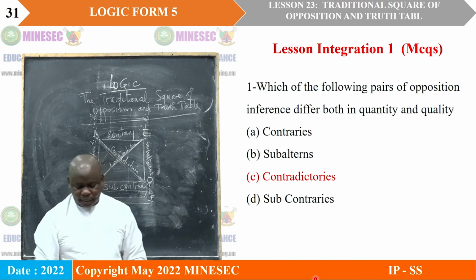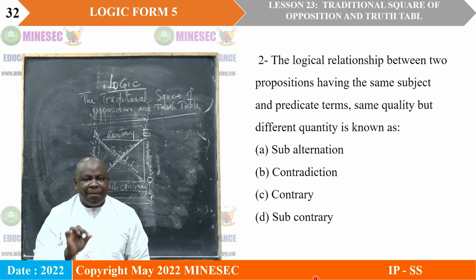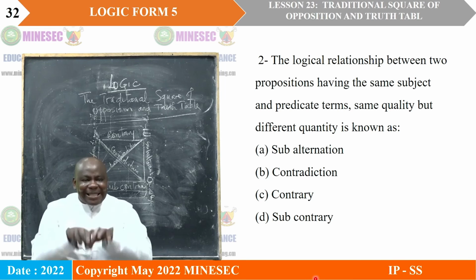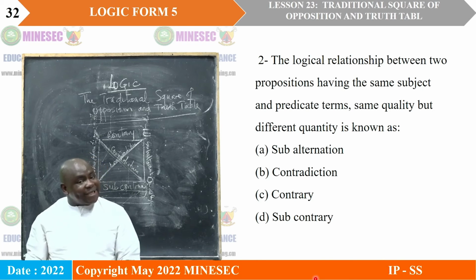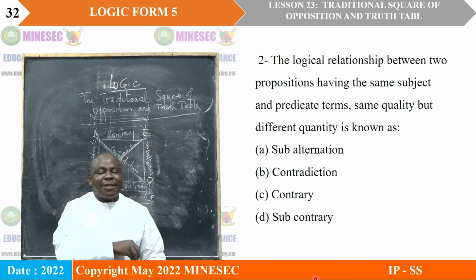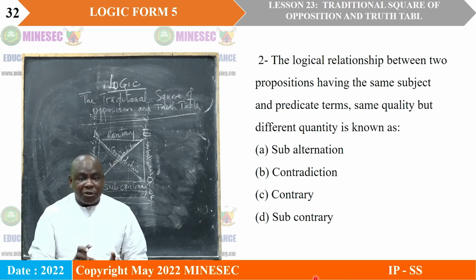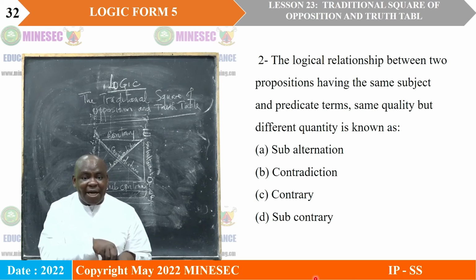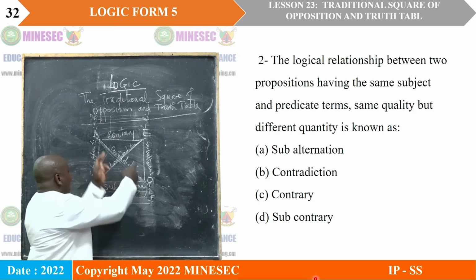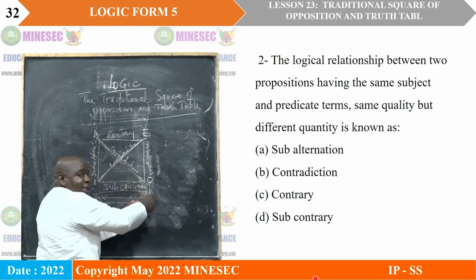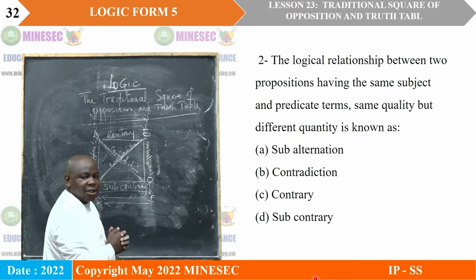Number two, the logical relationship between two propositions having the same subject term and the same predicate term, also having the same quality but different in quantity, is known as, now look at: A, subalternation, B, contradiction, C, contrariety, as well as D, subcontrariety.